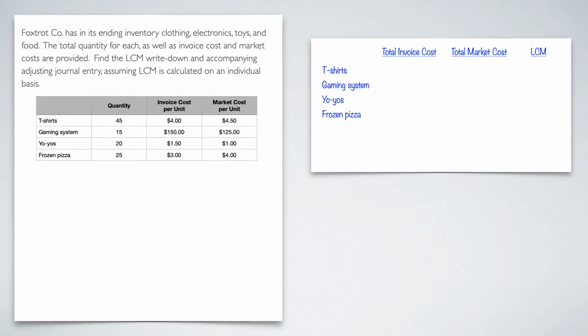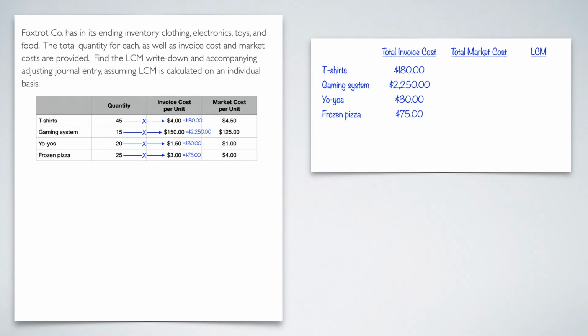For the first column, it's just total invoice cost. I know I have 45 t-shirts, and I know each one of them cost me, invoice cost wise, $4 a piece. So if I multiply those together, that's going to give me a total of $180. So I'm going to put that next to t-shirts under total invoice cost. I'm going to do the same thing for the gaming systems, 15 units times $150 a piece. That's going to give me a total of $2,250. Yo-yos, 20 at $1.50. That's going to give me a total of $30. And then finally, frozen pizzas, 25 at $3. That's going to give me $75. All right, that takes care of the total invoice cost column.